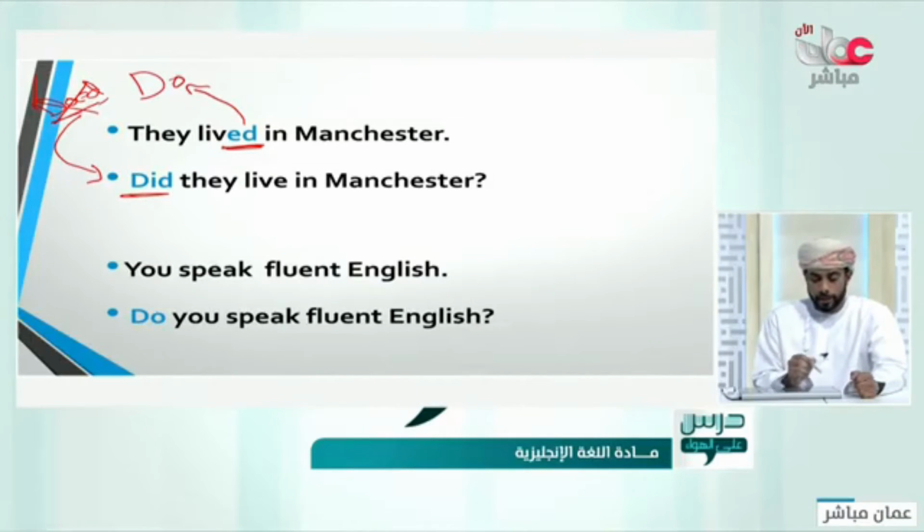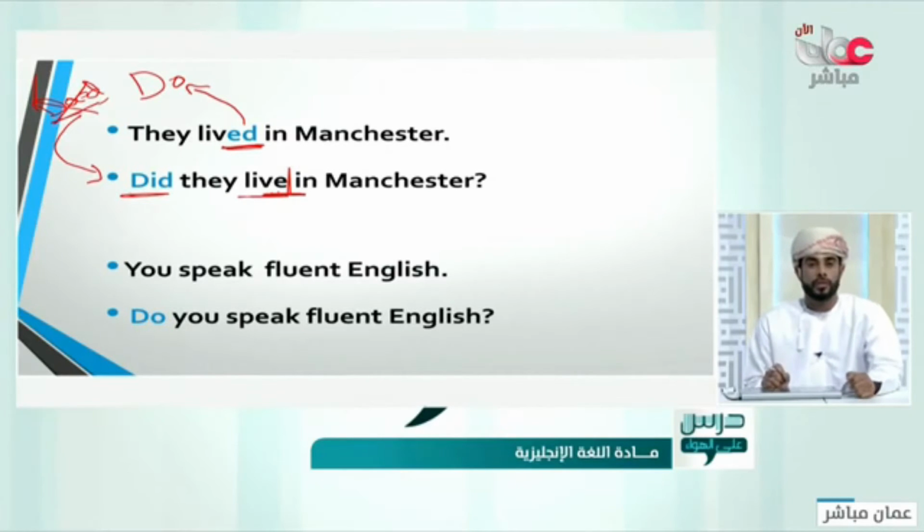It became did. So we said, did they live in Manchester? Look in here. The ed was moved, because we said that we move it. So this is the infinitive. Did holds the time in here. They live in Manchester. So the time is in did, while live here became without time, which is infinitive.